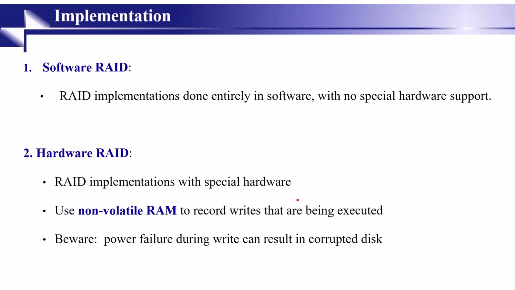Let's talk about implementation. RAID can go two ways, software or hardware. Software RAID runs purely on your system software, no fancy hardware needed. Simple but limited. In the case of hardware RAID, it uses dedicated gear like non-volatile RAM to track writes in progress. It's more robust, but watch out. A power failure mid-write can still corrupt your disk. Both have their place, depending on your setup.